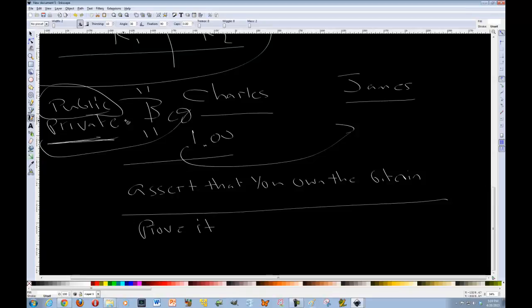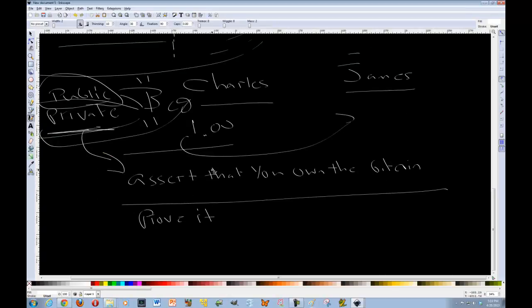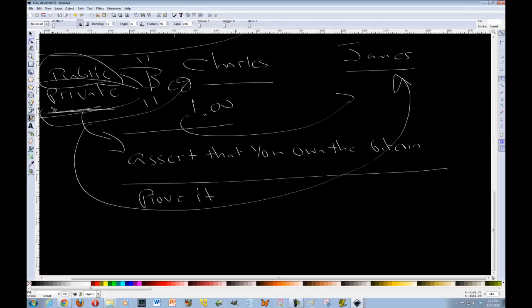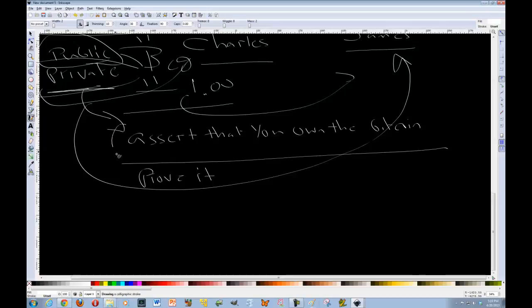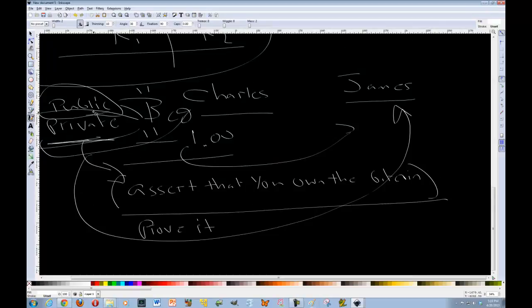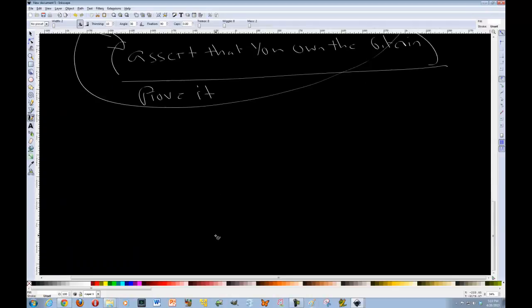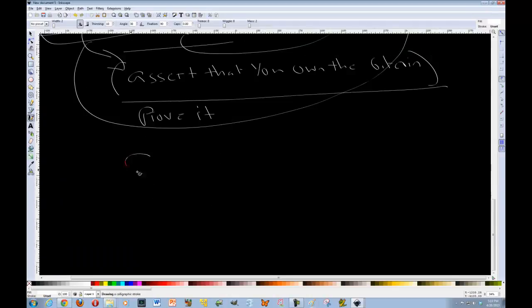So using my private key, I can verify that I do own that Bitcoin, and I am authorized to go ahead and transact it over to James. So only the person who holds the private key for a particular Bitcoin is capable of going ahead and transmitting that Bitcoin. And that assertion that you own it can be verified because people can do a test with that public key. So here's an example.